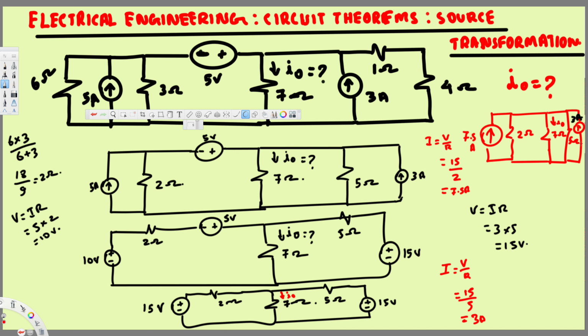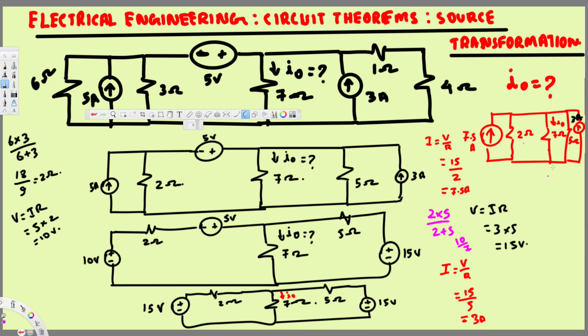Again we have this 2 ohm and 5 ohm. Don't do anything with this 7 ohm because we are trying to find the current across this 7 ohm, but we can combine this 2 ohm and 5 ohm together because those two are in parallel. To combine them we multiply and add: 2 times 5 divided by 2 plus 5, and that's going to give us 10 over 7. So 10 over 7 is going to be the equivalent resistance for this 2 and 5.